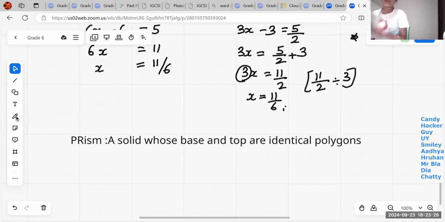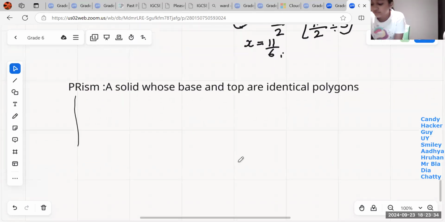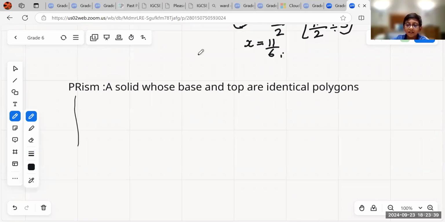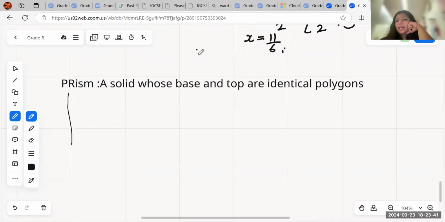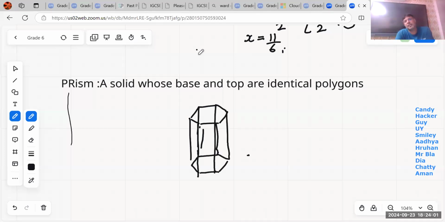Now, guys, like a flat base and this pointed tip. Sir, this is in which chapter? I will have to check the chapter name. So the prism in science and maths is different. For example, I have this hexagon and I have one more hexagon like this. If I join them, this becomes a hexagonal prism.